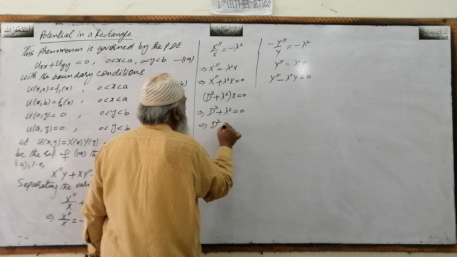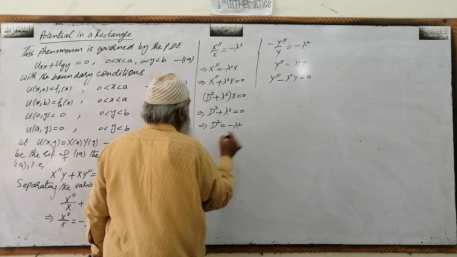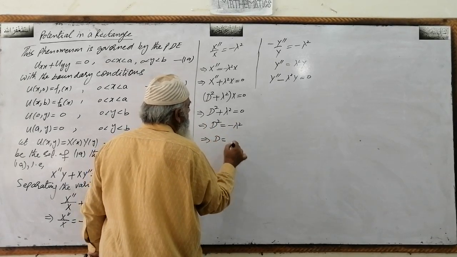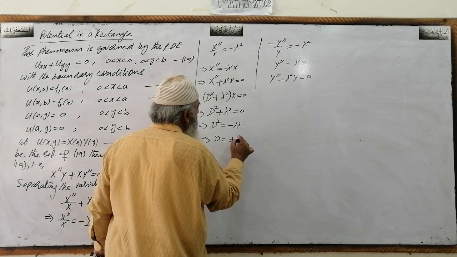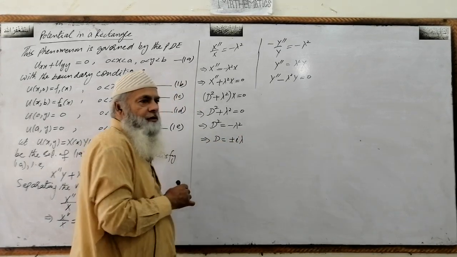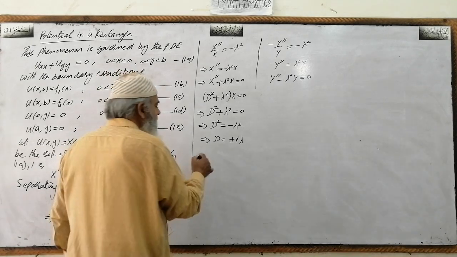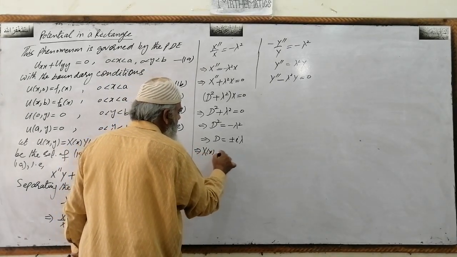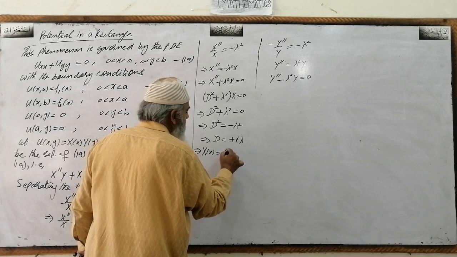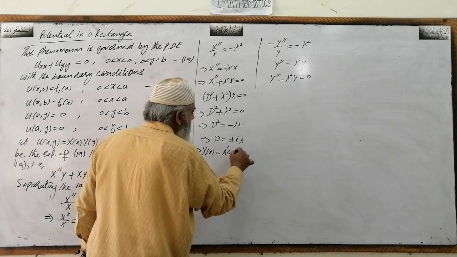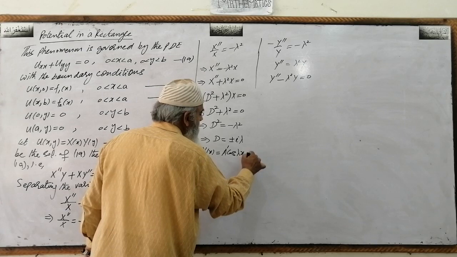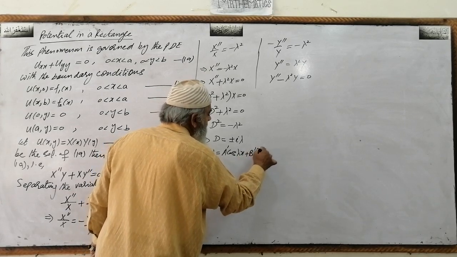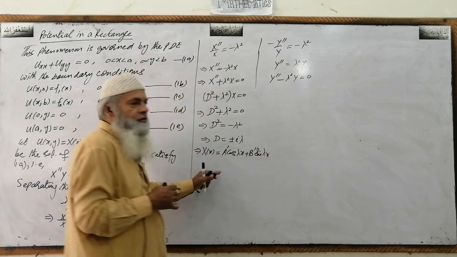This will give you D square is equal to minus lambda square, and from here you will have D is equal to plus minus iota lambda, complex roots. And whenever you get complex roots, the solution will be X of x is equal to a dash cos lambda x plus b dash sin lambda x.